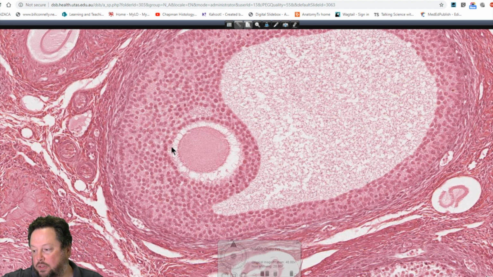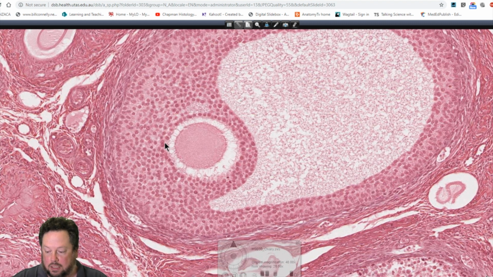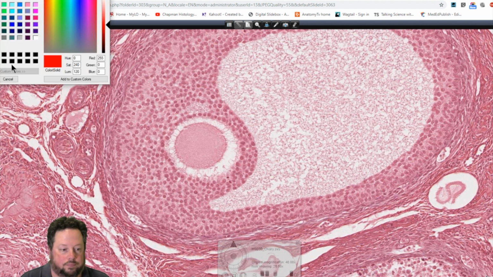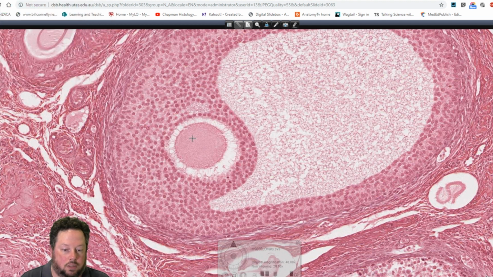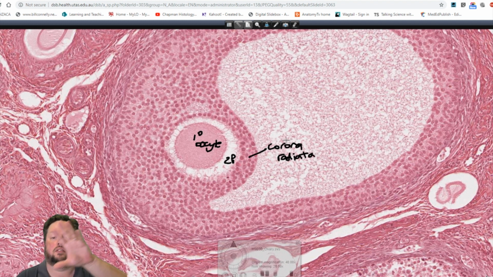I better write these down because they are a little bit complicated. So let's get our little label here. So here's our primary oocyte, still arrested at prophase I. This is our zona pellucida. This is our corona radiata. So the corona is like the sun, the corona of the sun, radiating out from the zona pellucida here. So this is the antrum. This is our zona granulosa.